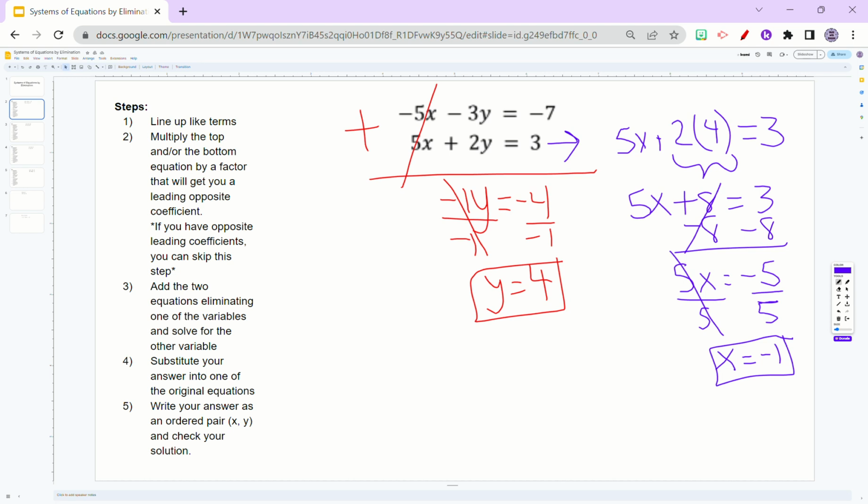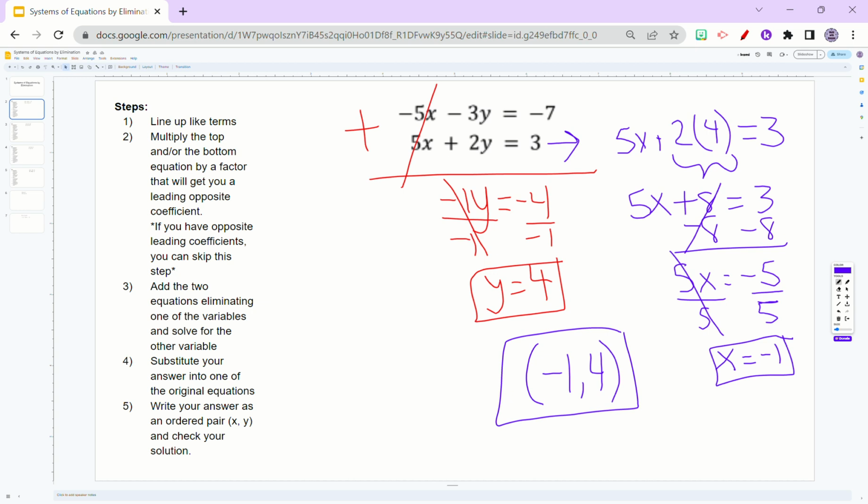So for my final answer, step 5 says to write your answer as an ordered pair, (x, y), and check your solution. My final answer is negative 1, 4. And what I mean by check is if you plug in negative 1 for x and 4 for y in both of those equations, you should get negative 7 for the first one and 3 for the second one.